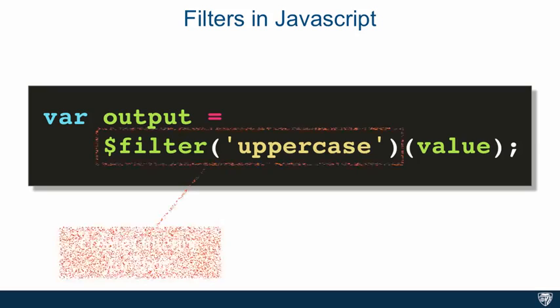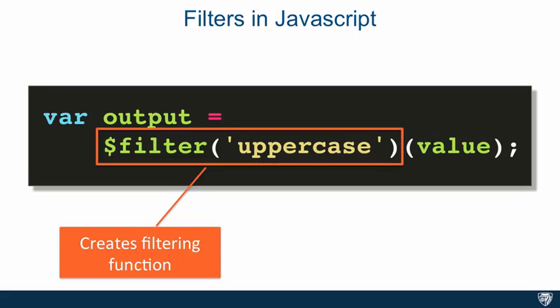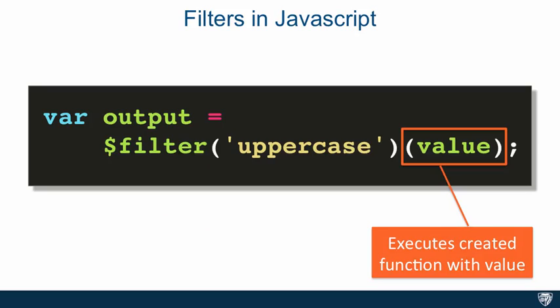So in other words, this part of the statement creates a filtering function and then it gets executed using the parens right after it. So we just put the whole thing in one line, but really could have created the filtering function first and then called it with the parens value.